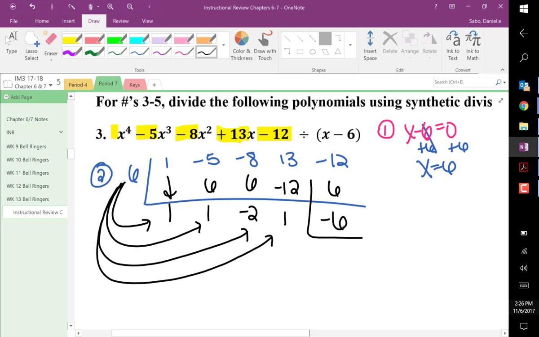Good. Now remember, this is your remainder. That's what this guy is. This very, very last one. All right, that was awesome. Ooh, ooh, ooh. That's a lefty right there.